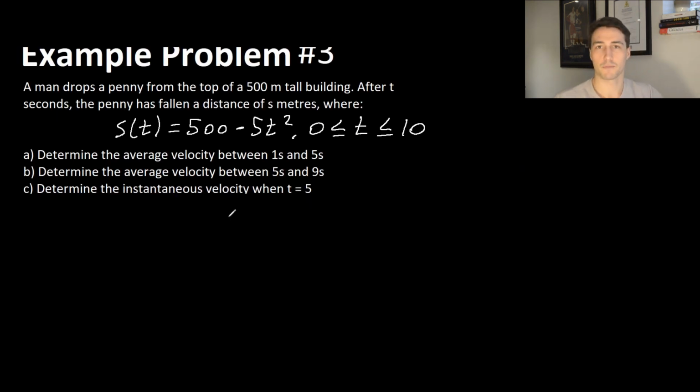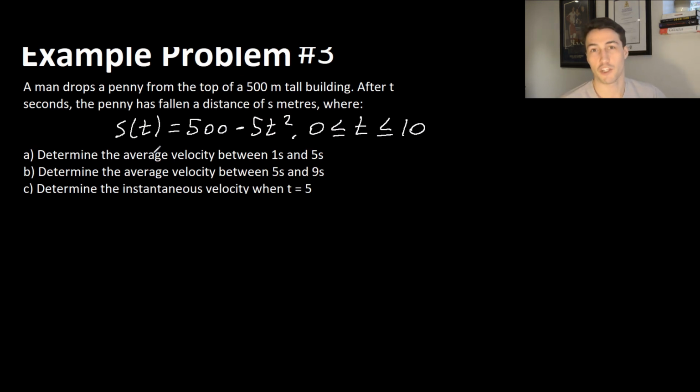So moving on to our last problem, you can kind of see the similarities in each of these problems. All we're doing is finding the slope using first principles, or the definition of derivative, or the difference quotient. So here it says a man drops a penny from the top of a 500-meter tall building. After t seconds, the penny has fallen a distance of s meters, where s of t is equal to 500 minus 5t squared, in the range of 0 to 10 for t. It says determine the average velocity between 1 second and 5 seconds.